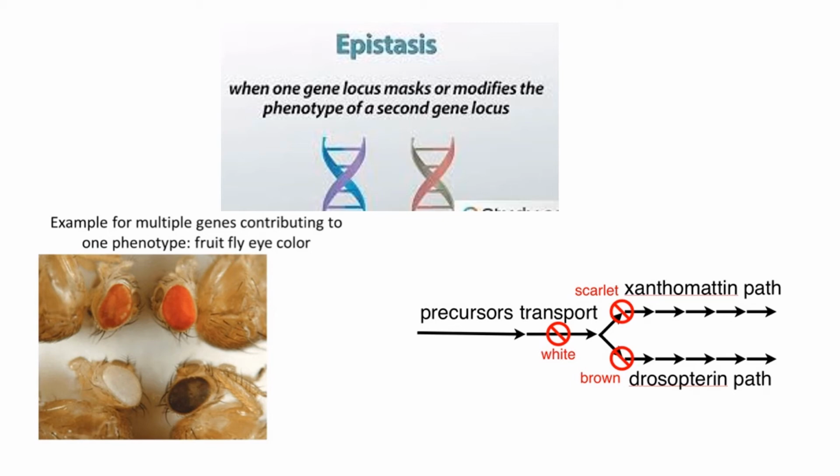So in this lab, we are going to try to understand this very interesting concept that is epistasis. And here, remember, there is gene interaction. So one gene is affecting a second gene. In this case, one locus is masking or modifying the phenotype of a second locus.